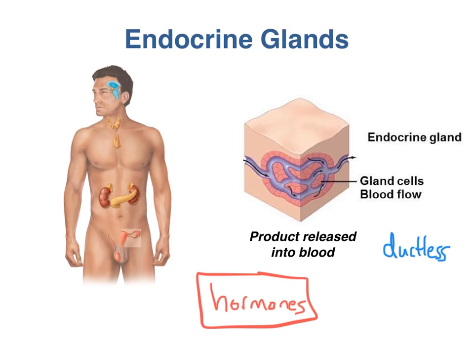Instead, with the endocrine glands, hormones are produced in epithelial cells of the gland and released directly into interstitial fluid. Interstitial fluid, let me spell that out for you, is just another way of saying the extracellular fluid. So hormones are released generally through exocytosis into that extracellular fluid. And from the extracellular fluid, those hormones are taken up into the blood and circulated throughout the body.